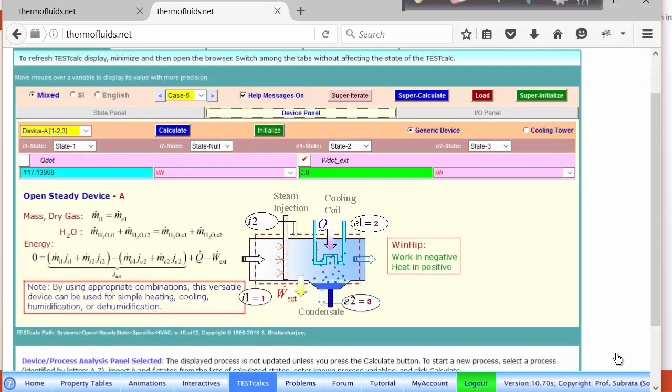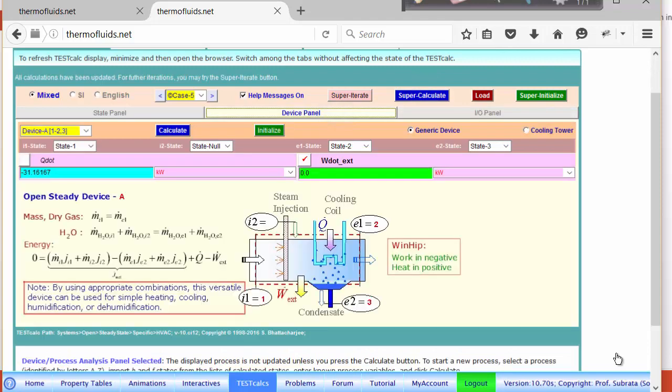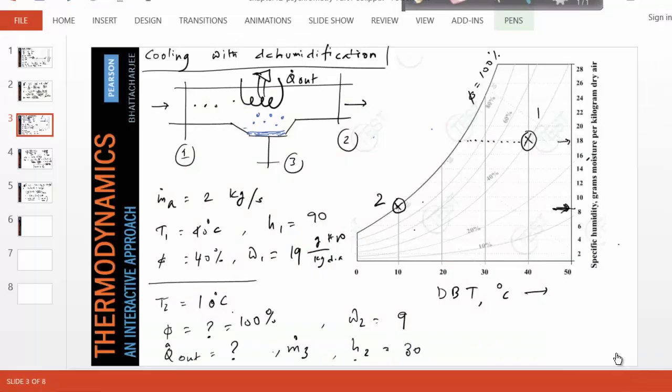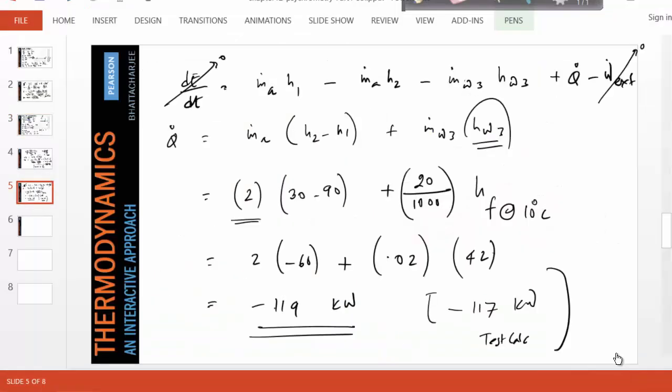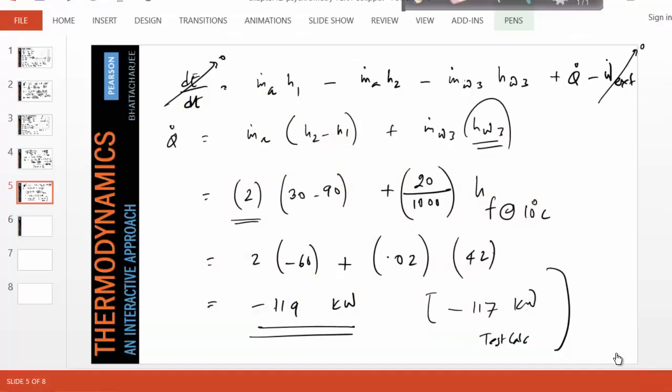So if I go to the device panel, I have state 1, I have state 2, and there is no state 3 at all. So if we super calculate in the device panel, look what is Q dot. It's only minus 31 kilowatt. What does it mean? It means that from 117 kilowatt, if we go half the way, the requirement is only about 31, which is way smaller than 117. Half the way would have been, so it's about a quarter of the amount of heat that has to be removed. Of course, when you remove heat, you pay for it.